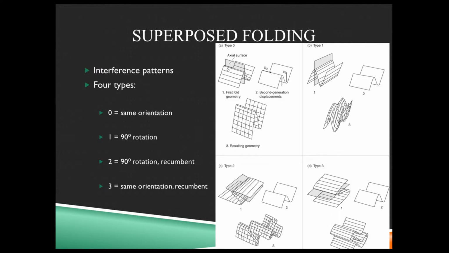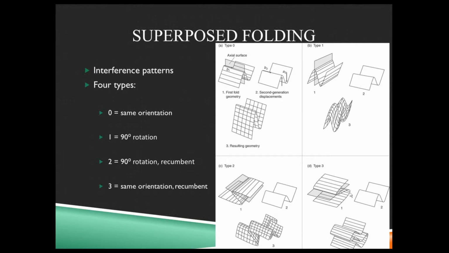Type 1 is the new fold is at 90 degrees to the original fold. They're both upright though. And so then you get this kind of cool hilly looking surface. Type 2 is where the first fold is recumbent and the second fold is upright and at 90 degrees. And you get this really funky, cool looking shape.